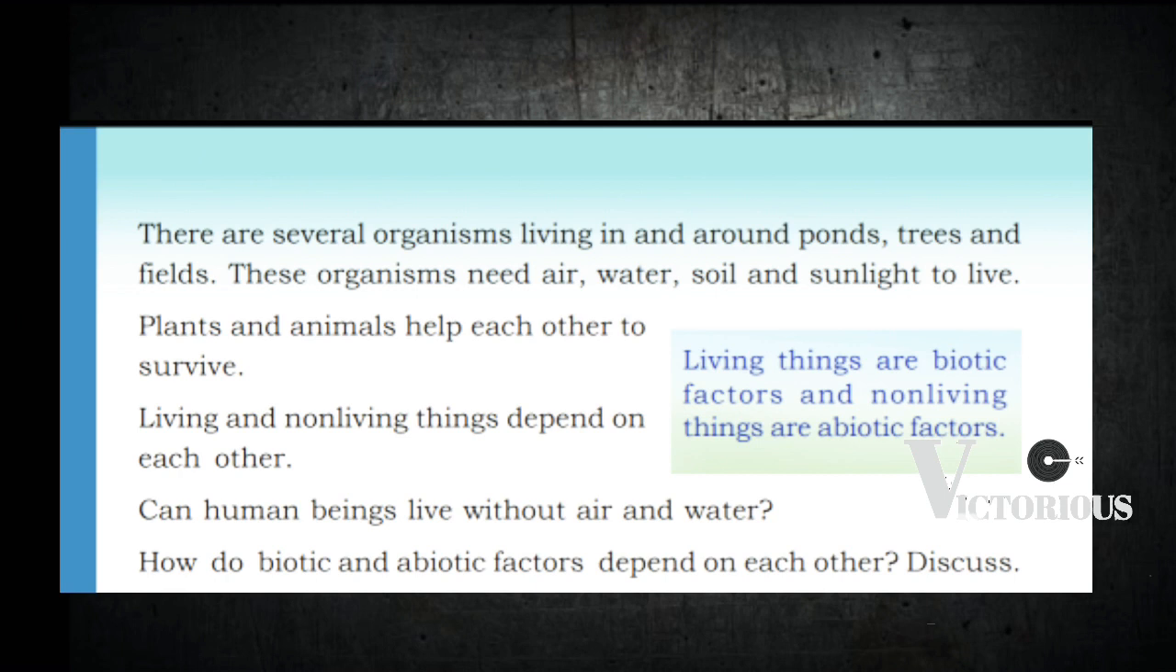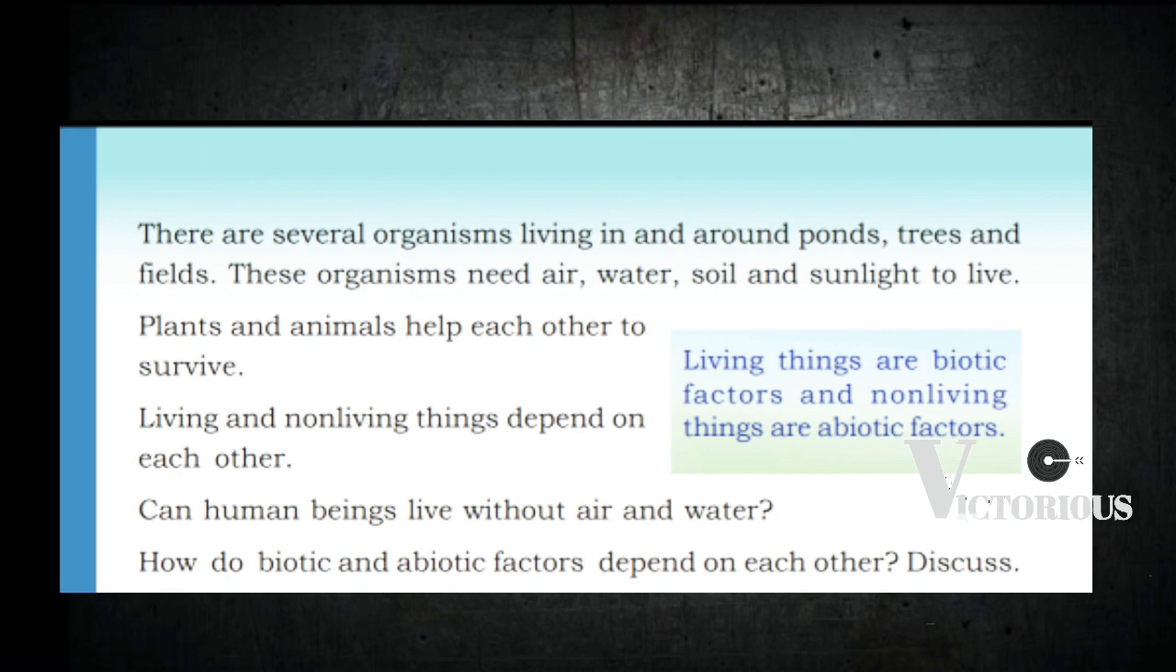We plant the tree on the soil, right? The soil is not a living thing, it's a non-living thing. So the tree and the soil depend on each other, right? Can human beings live without air and water? No, right? We human beings are living things, but air and water are non-living things. So we depend upon them.